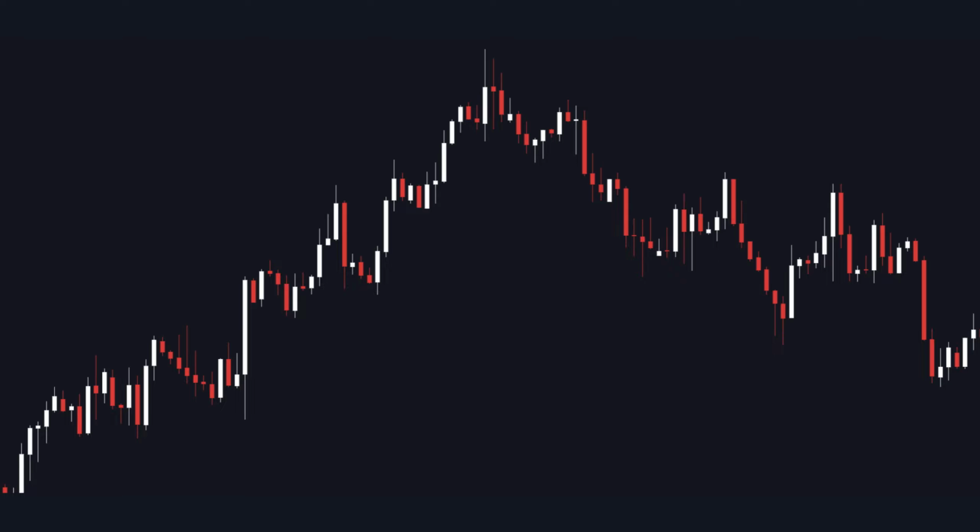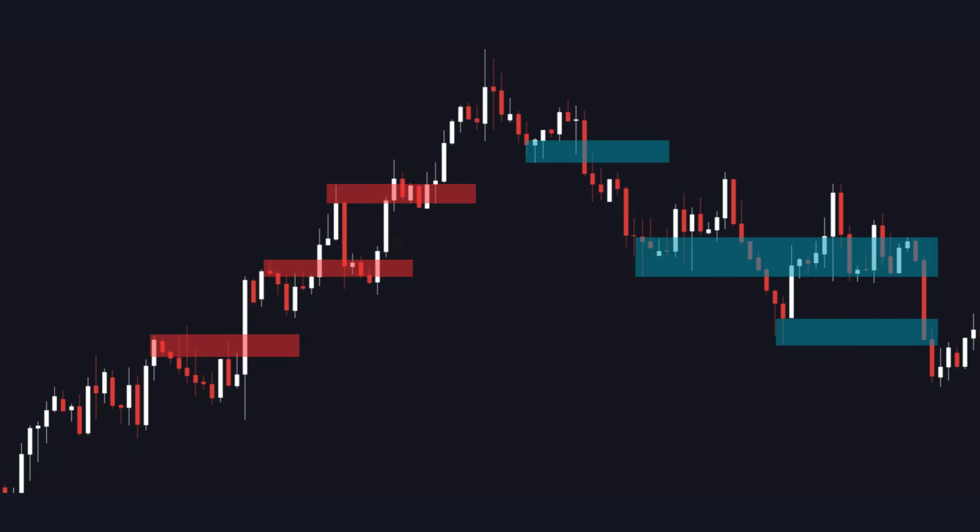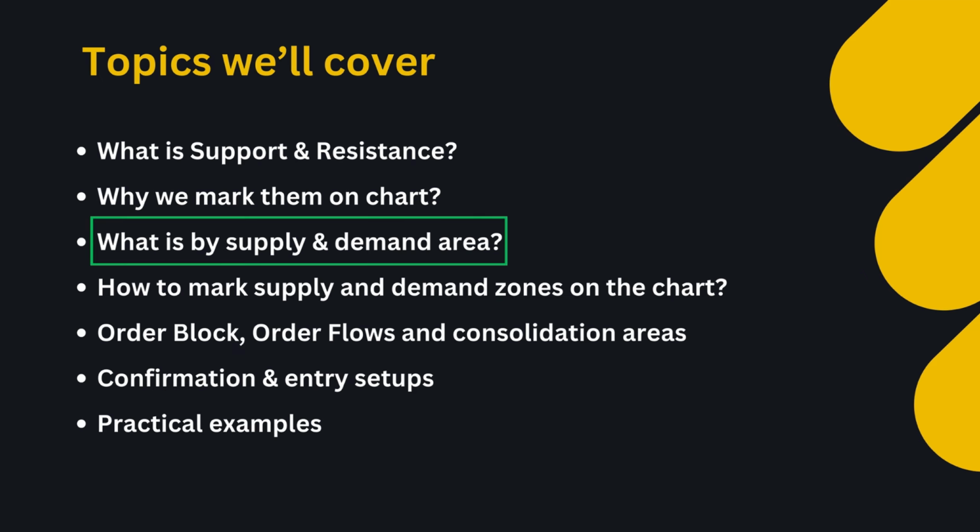Number 2, identifying the market direction. When the price breaks through a resistance level, it indicates that the buyers are more powerful than sellers, and a bullish trend will continue. Similarly, breaking below a support level shows sellers' strength. So, we want to trade with the dominant trend, as identifying the direction is the first thing we do when we open the chart.